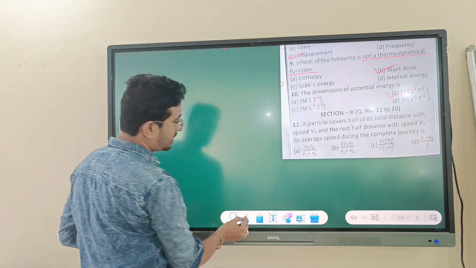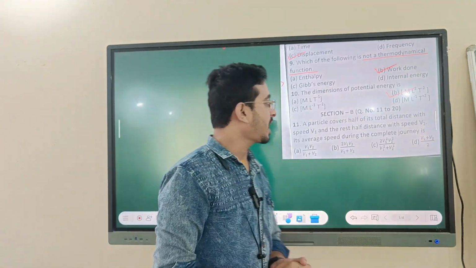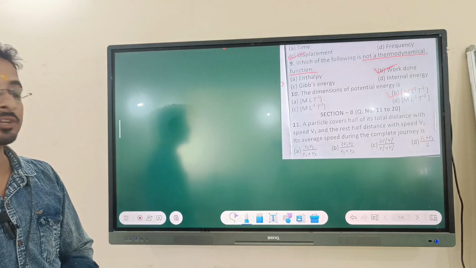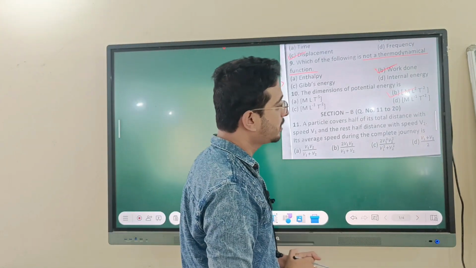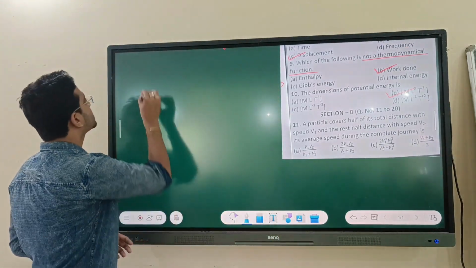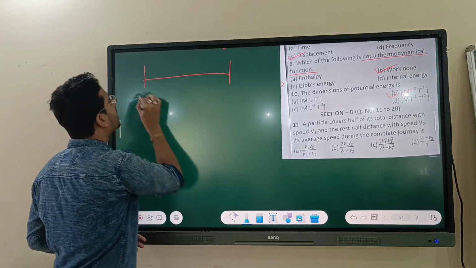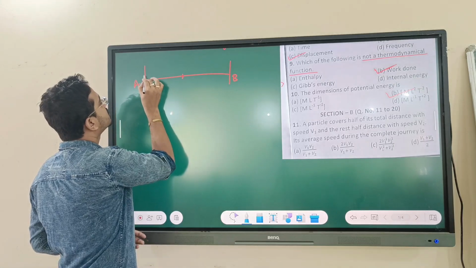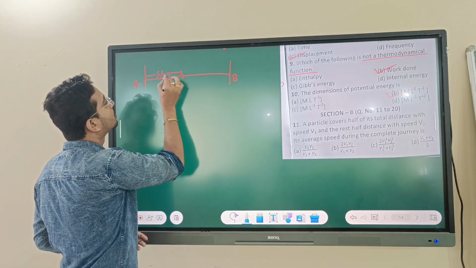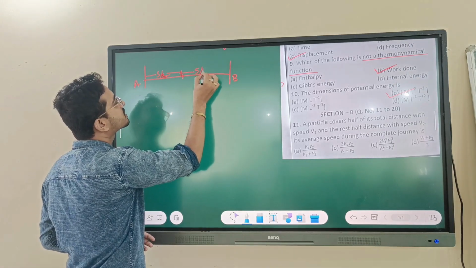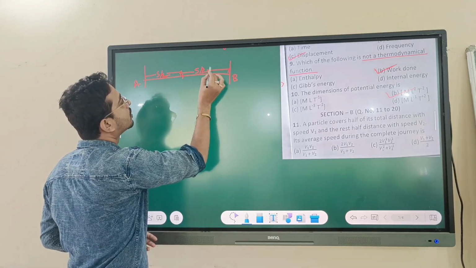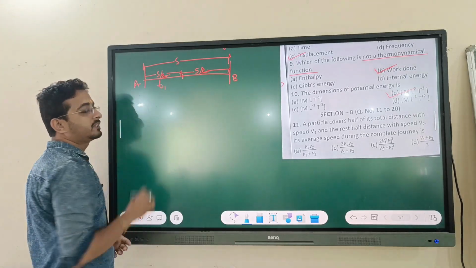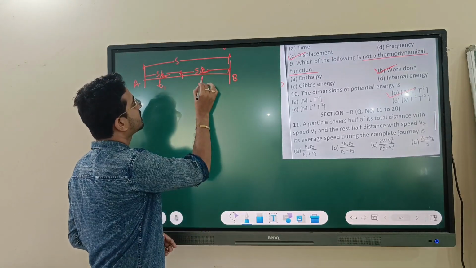Then for section B, a particle covers half of its total distance with speed v1 and the rest half distance with speed v2. Its average speed during the complete journey is. This is my track. I am denoting this as A to B. Half of its distance means s by 2, and this is another half distance, again s by 2, and this whole distance is s. The first half distance is covered in time t1 and the second half distance is covered in time t2.